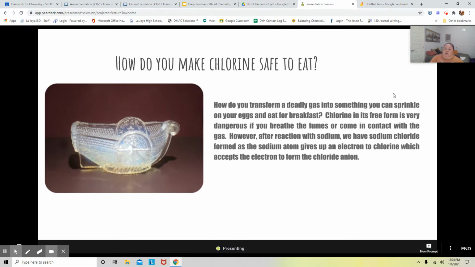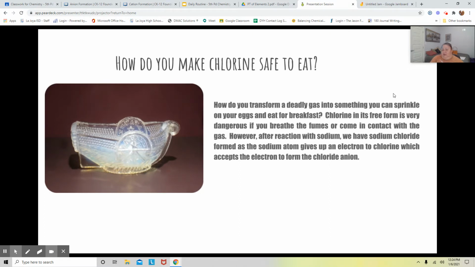How do you make chlorine safe to eat? I don't know if you know, but chlorine is a pretty dangerous gas. If you inhale it or come into contact with it somehow, it can be very harmful. The same thing happens for sodium. If you ever drop sodium into a bowl of water, it can react violently. And when we say violently, it can kind of explode. I think we've seen a video where somebody dropped a piece of sodium in water and it broke the container that it was in.